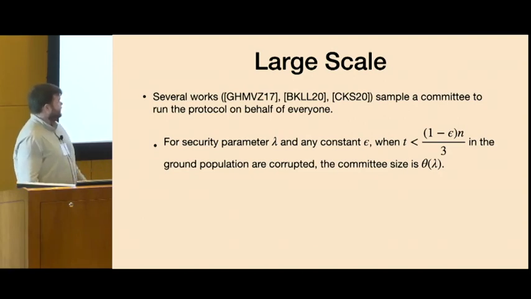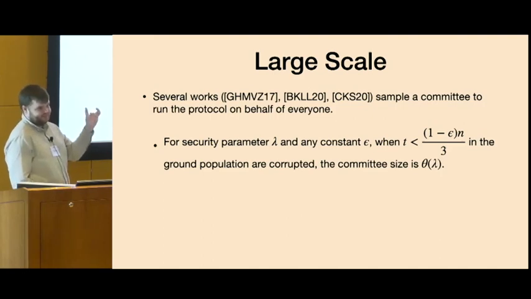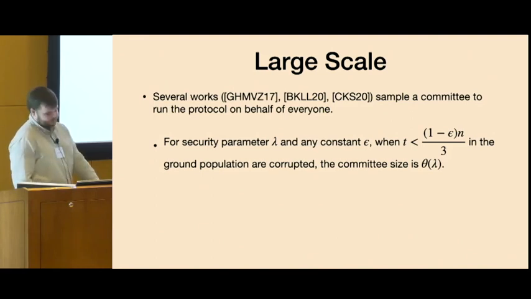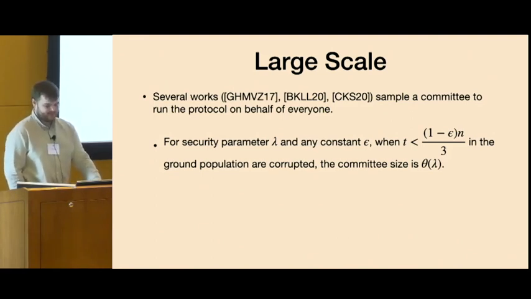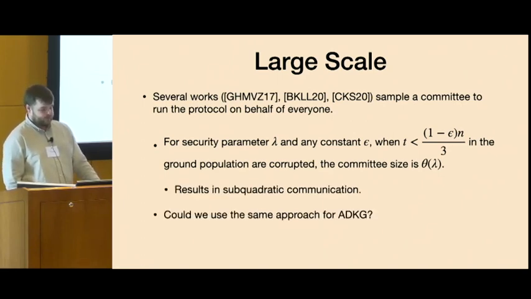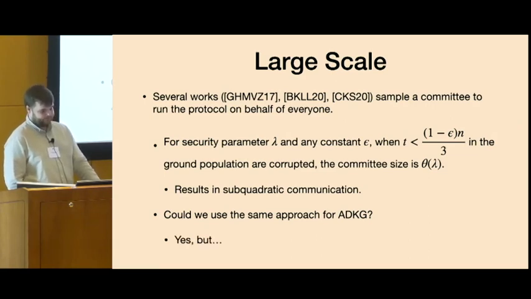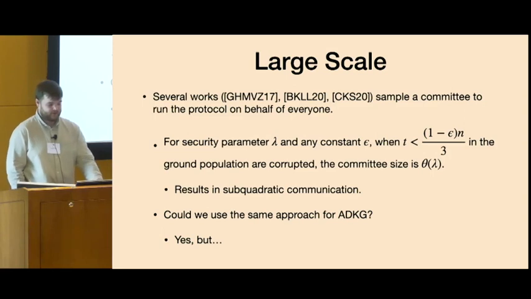the committee running the protocol. And if you only care about asymptotics, you can do something like this, say for any security parameter and any constant epsilon, you can get very close to the actual optimal resilience, but it's going to hurt a lot. But asymptotically, it's lambda-sized committees, so you get subquadratic communication. So we could just use the same approach for our asynchronous distributed key generation, but as I said, this is going to be really large committees.